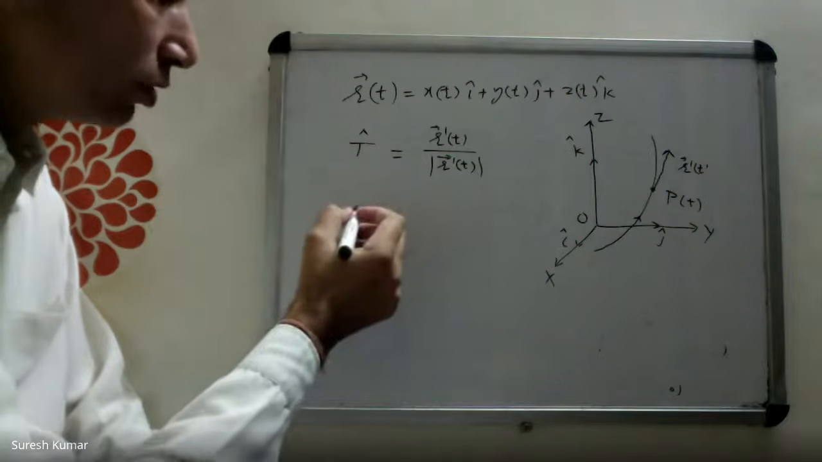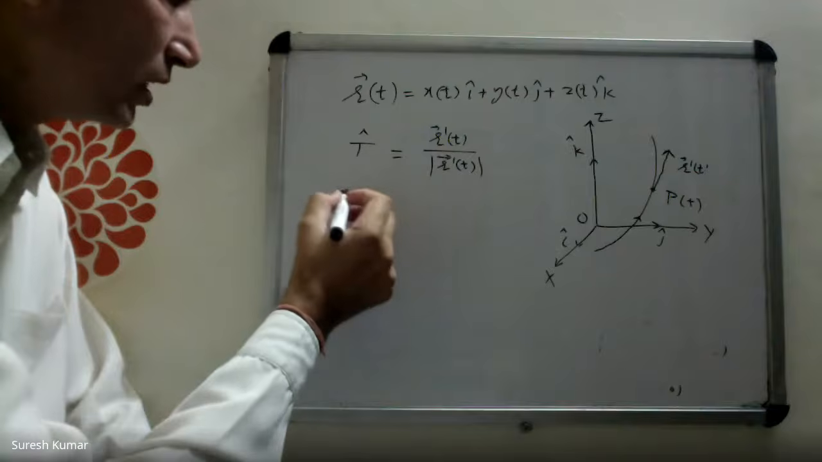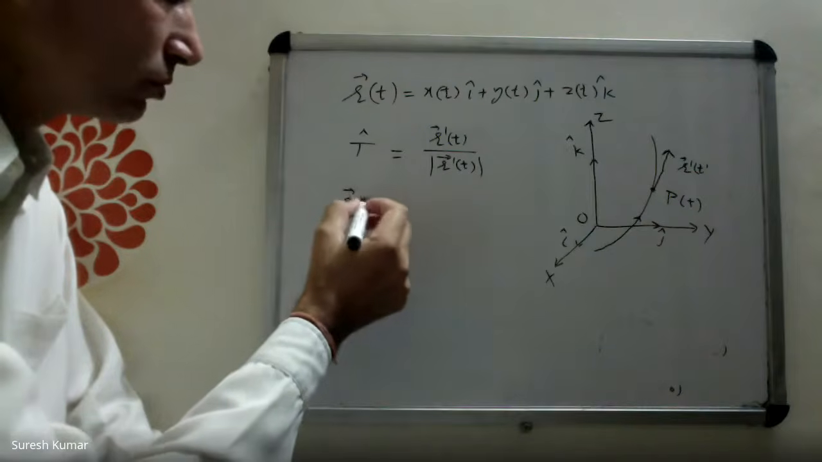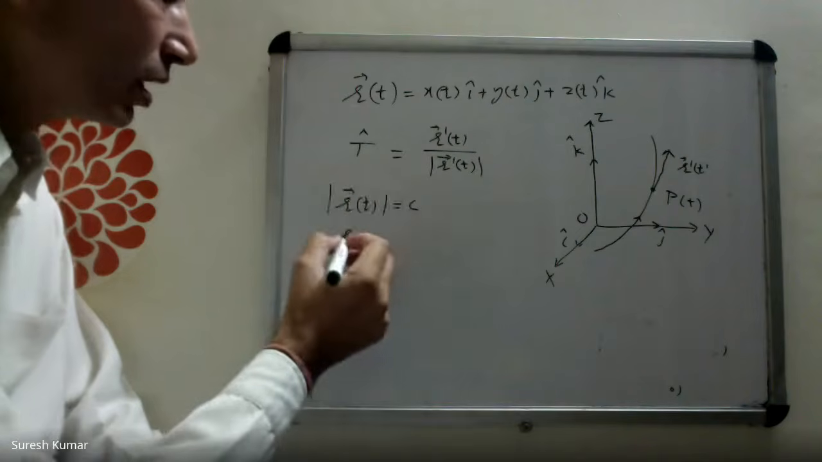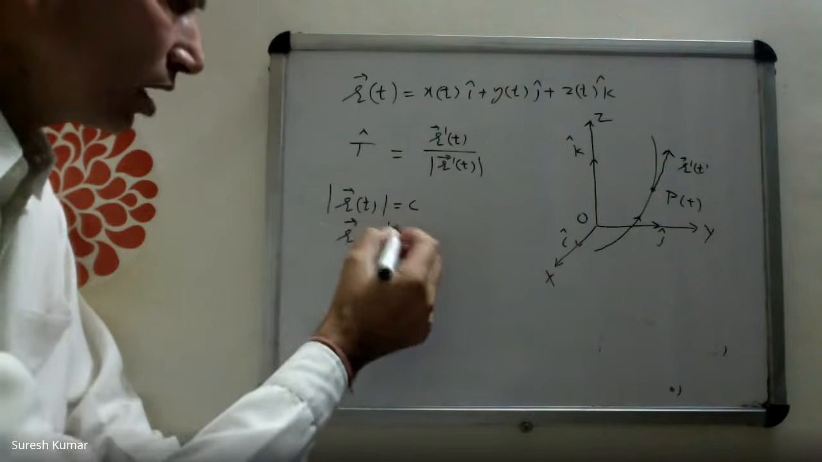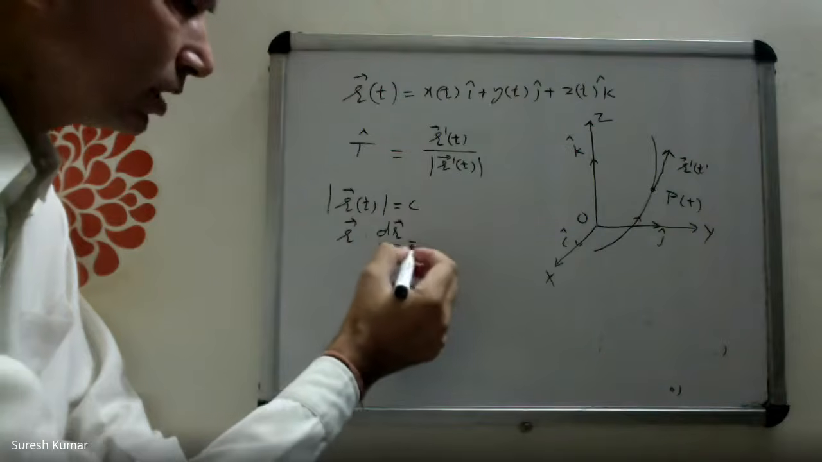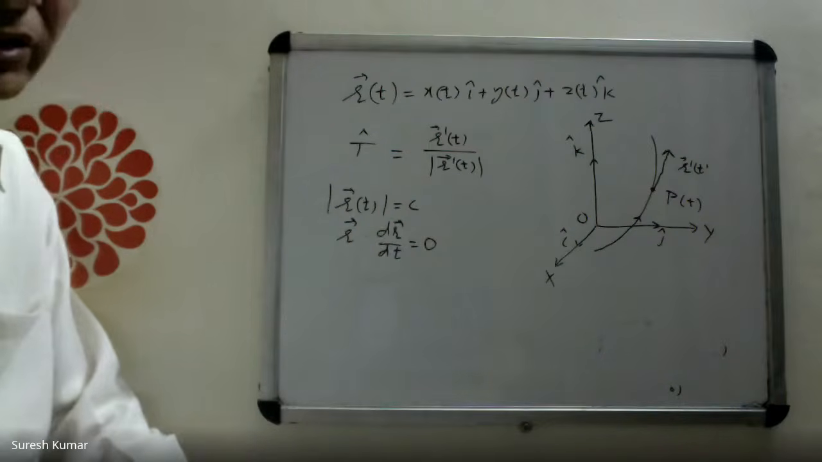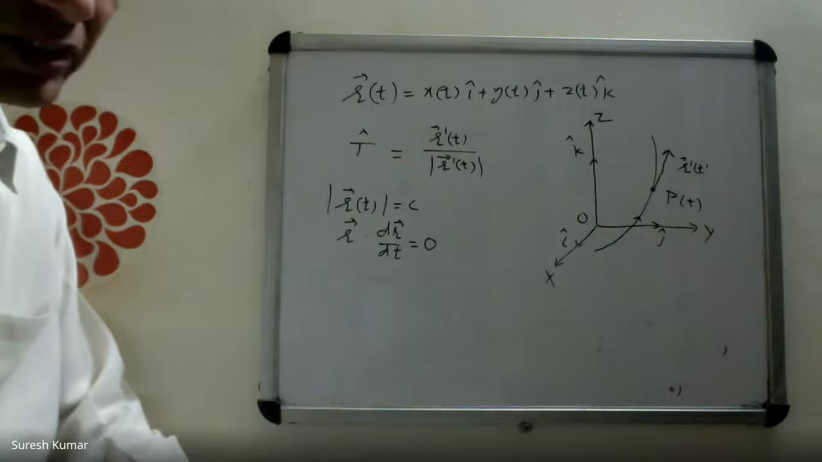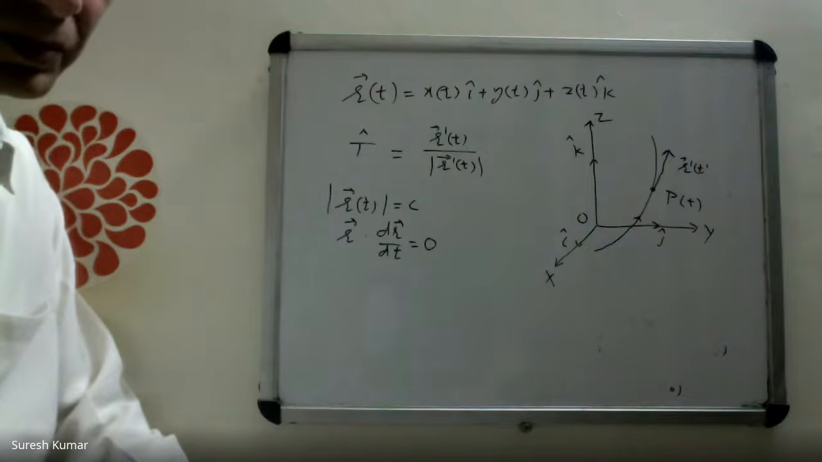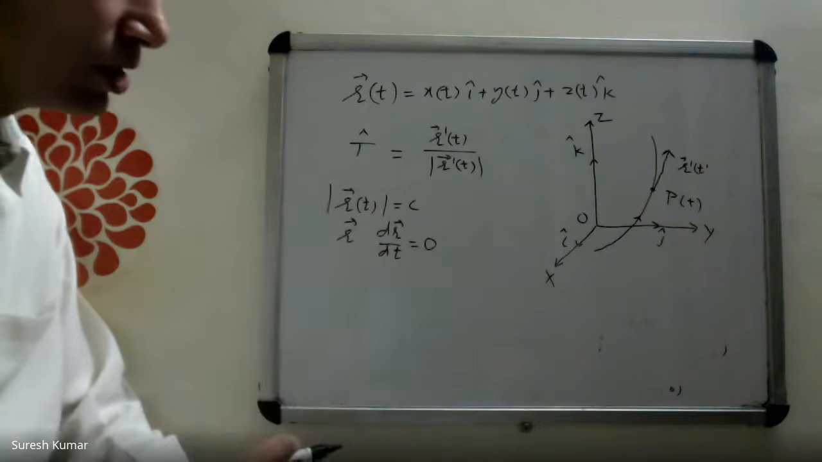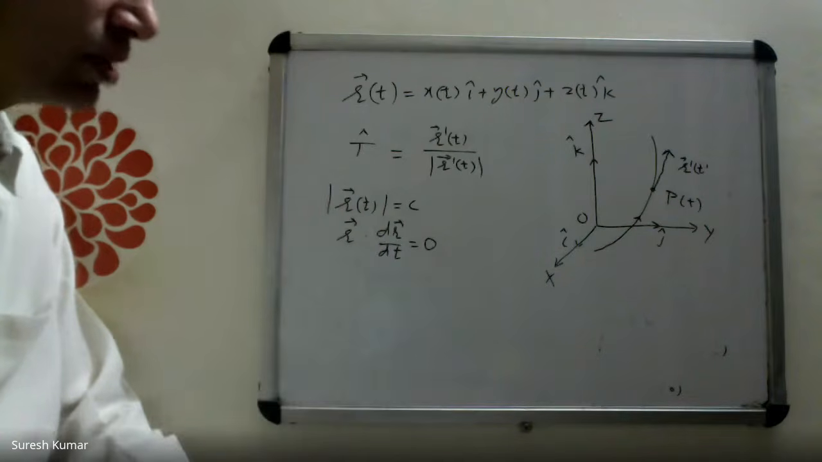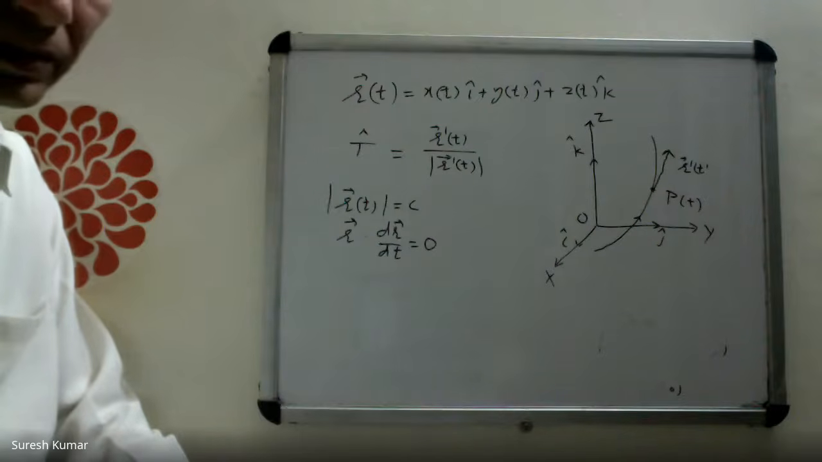Now, recall a result. If the vector function r(t) is of constant length, then r dot dr over dt is 0. We did this result in some previous lecture. If r(t) is of constant length, then r dot dr over dt is 0, meaning r and dr over dt are orthogonal. Do you recall it?